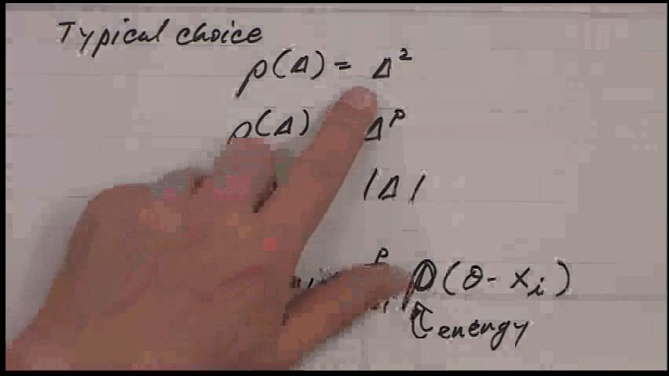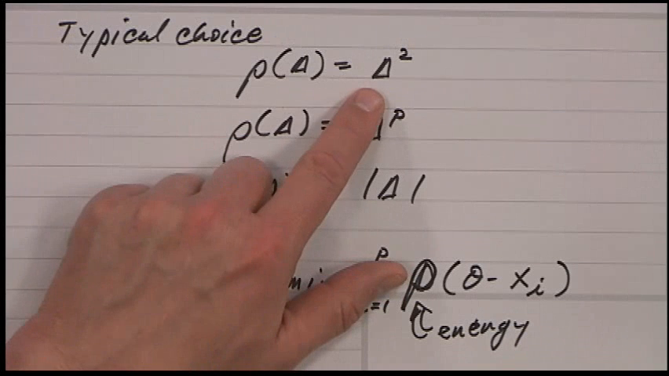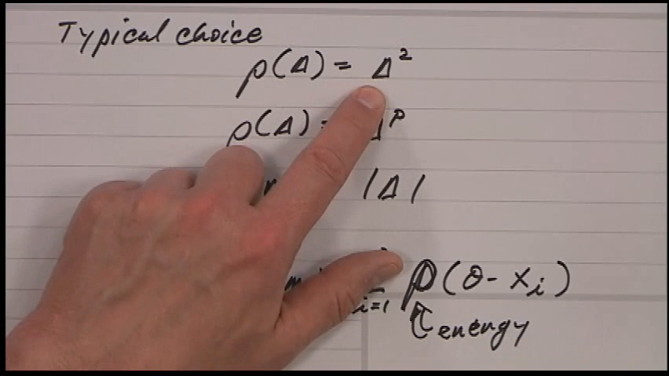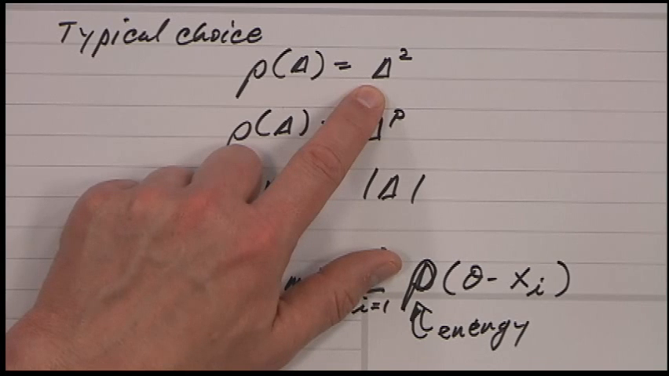If you pick rho of delta equal to delta squared, then this looks like a regular spring. This is a simple model for a spring in physics, because the energy stored in a spring is proportional to the displacement of the spring squared times a spring constant.